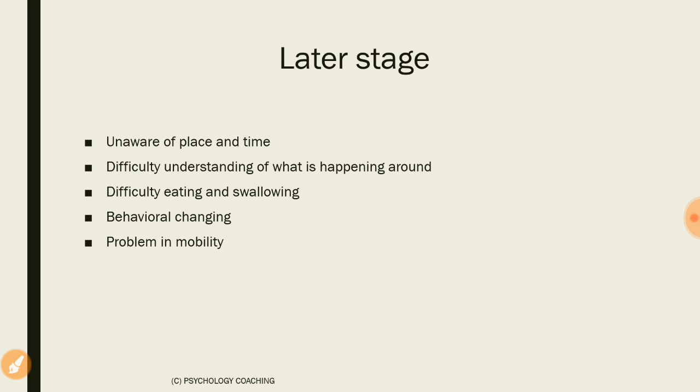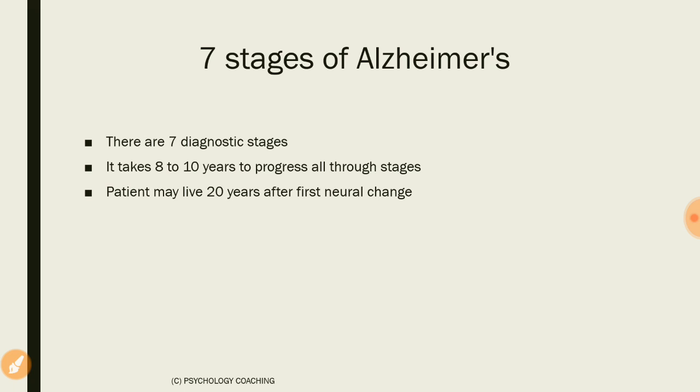In the later stage, they would be unaware of the place or time. They would have difficulty understanding what is happening around them. They are not able to eat and swallow. Behavioral changes would be there, and there would be problems in mobility. They are not able to move from one place to another.